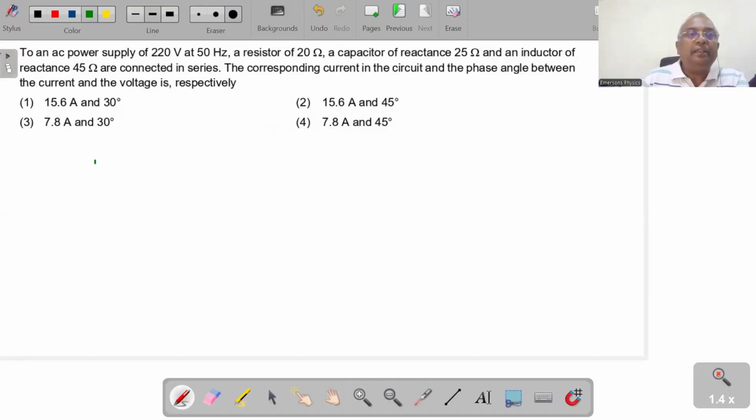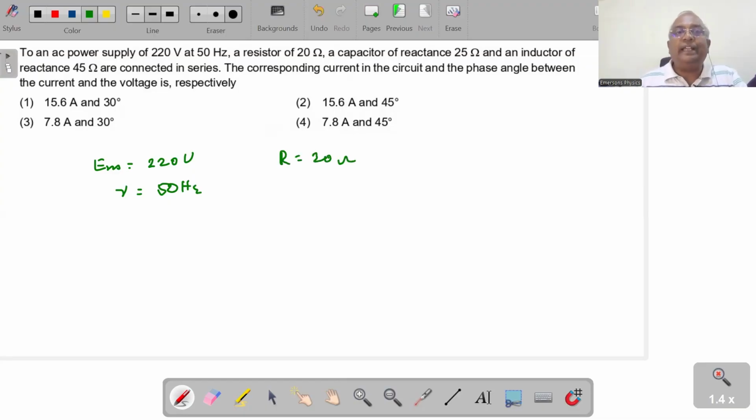To an AC power supply of 220 volt, 50 hertz. When it is given like this, it is ERMS or VRMS, 220 volt. Frequency is given, 50 hertz. A resistor R value is given, 20 ohm. And capacitive reactance is given, 25 ohm. And inductor reactance XL is given, 45 ohm. That's all. They have given the LCR circuit very clearly. The corresponding current in this circuit, we know, IRMS is equal to ERMS by Z.